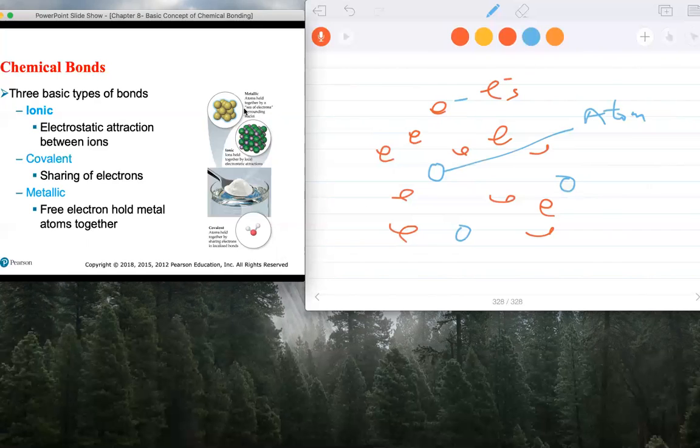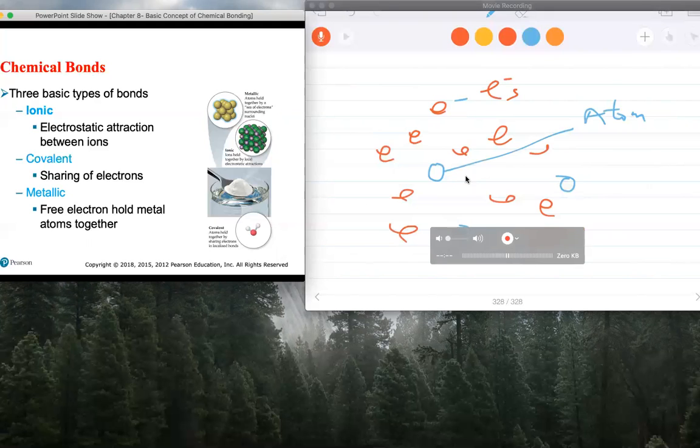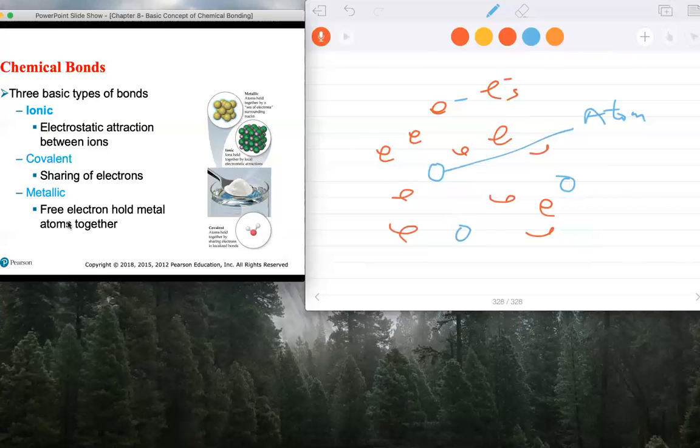You see what we have in parentheses, in quotes. Electrons are not shared or transferred between atoms in metallic bonding.